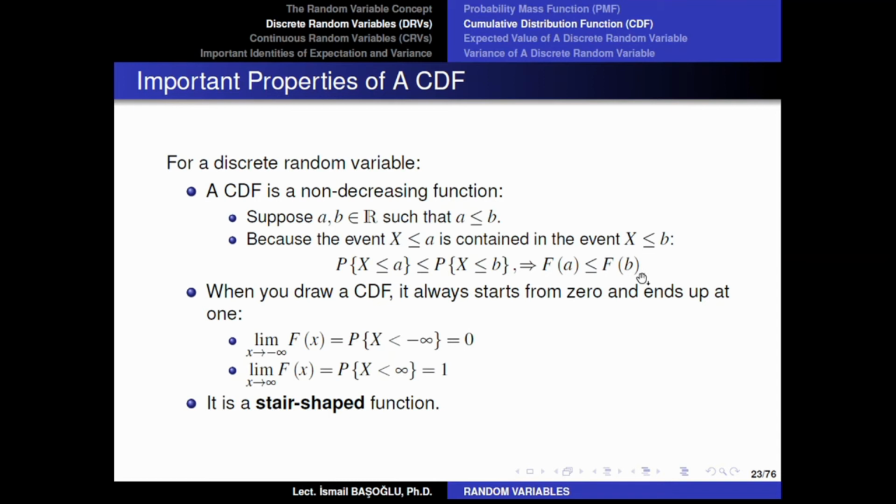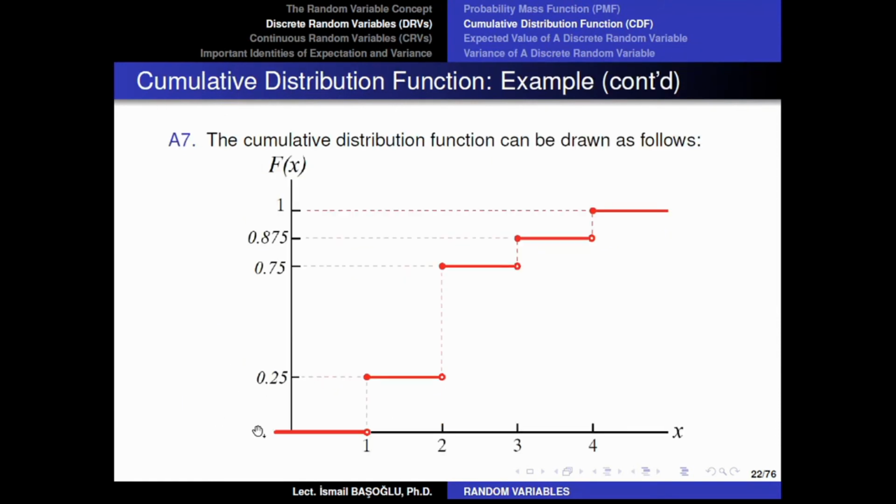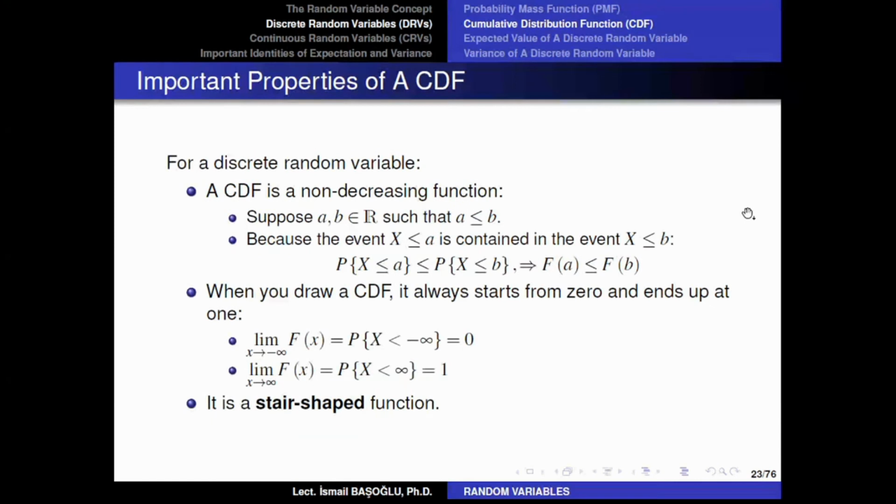And because the sum of the probabilities is equal to 1 in a probability mass function, the left limit of a cumulative distribution function will be 0, and the right limit of it will be 1, which means, my friends, this cumulative distribution function will always start from 0, and it will reach 1 at infinity. Okay, at minus infinity, it will start from 0, and at infinity, it will reach 1. These are the important properties of the CDF.